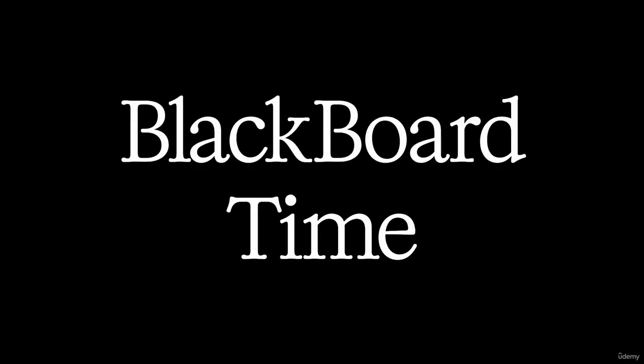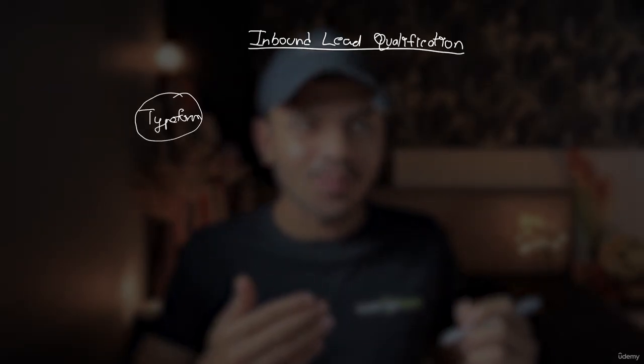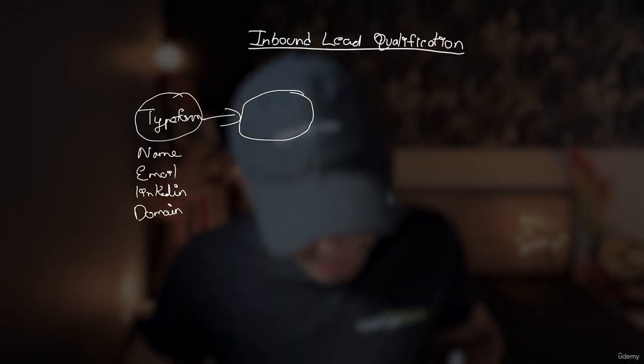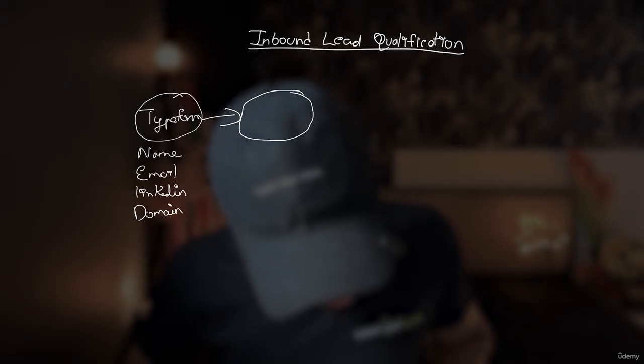So let's go back to the blackboard and see what we are doing here, and then we will start building this N8N workflow from scratch. Our N8N workflow will be triggered once an inbound lead fills out our Typeform. Here you can use Google Form or whatever form that you want to use, feel free to use it. We are collecting their name, their email address, their LinkedIn profile, and their company domain where they are working.